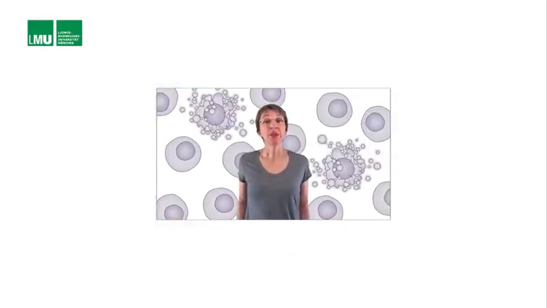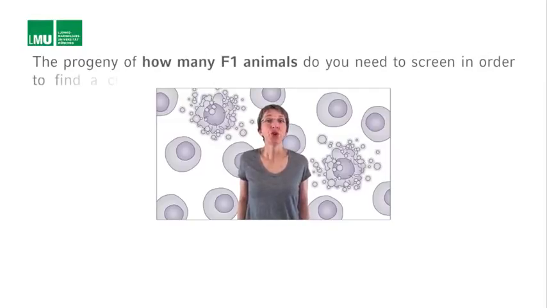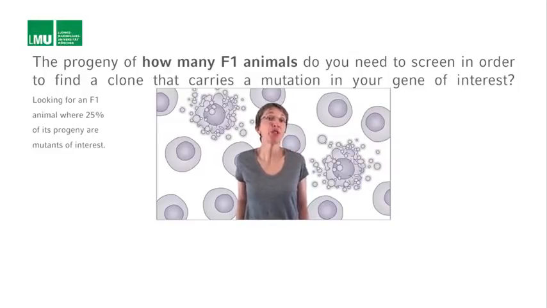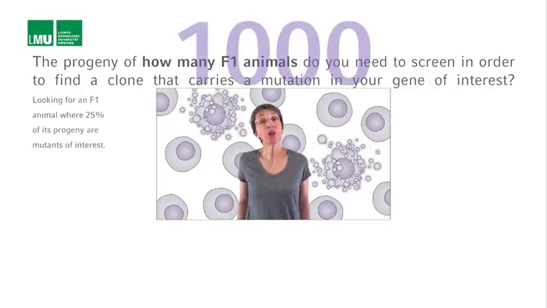Now, for any given average gene, and the average mainly refers to its size or length, the progeny of how many F1 animals do you need to screen, to look at basically, in order to find a clone, an F1 family that carries a mutation in your gene of interest? For example, a specific UNC gene. Using a standard EMS mutagenesis, this number is around 1,000. You need to look at the progeny of about 1,000 F1 animals.